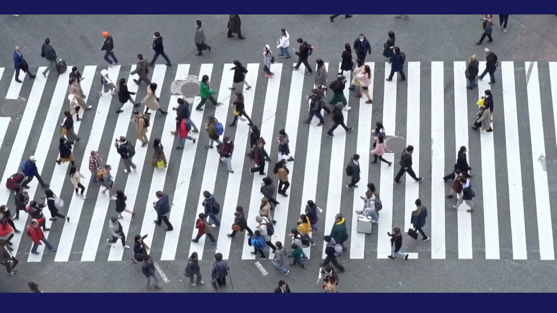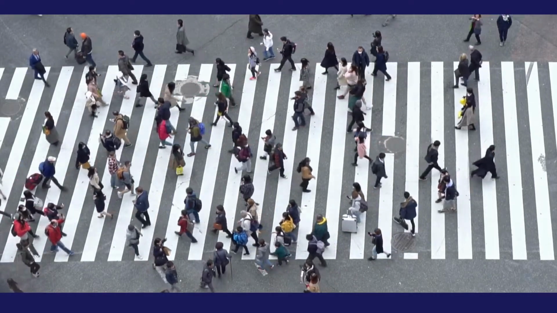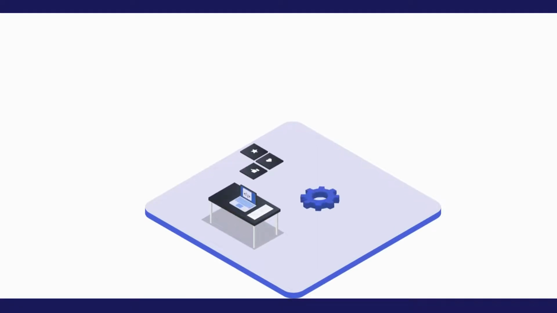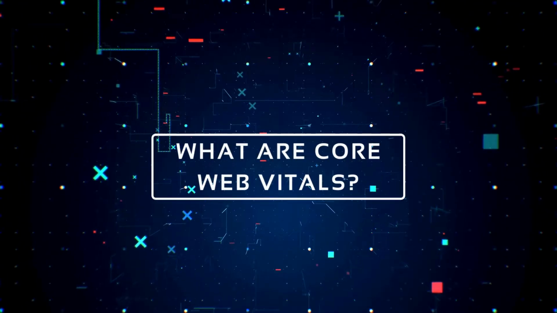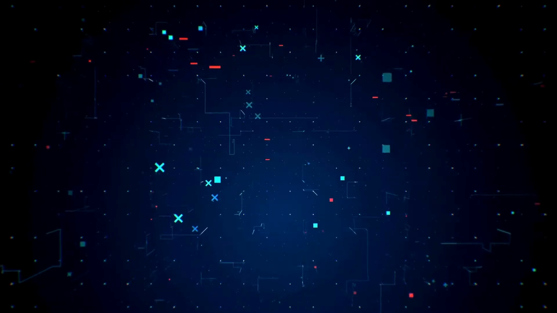According to Google, people are 32% more likely to bounce from a mobile website if page load time goes from 1 second to 3 seconds. The question is, what are Core Web Vitals? Core Web Vitals are made up of 3 factors that make up Google's page experience score.